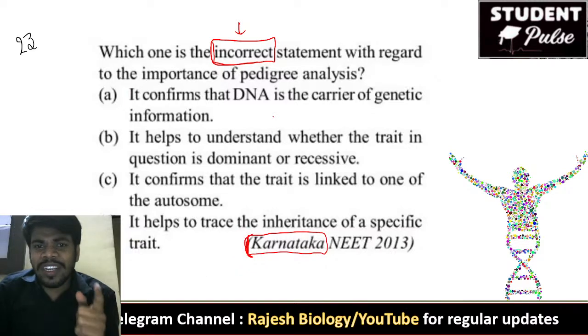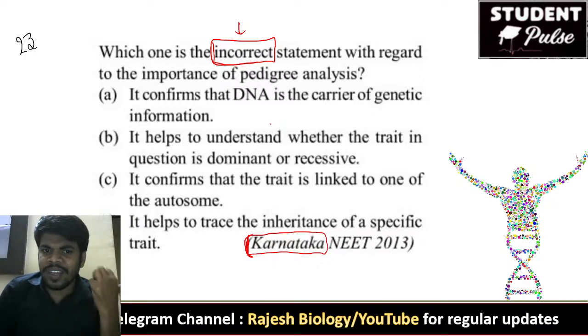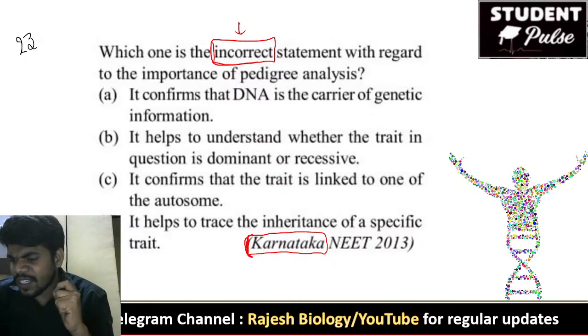It confirms the DNA is the carrier of genetic information. It helps to understand whether the trait in question is dominant or recessive. It confirms that the trait is linked to one of the autosomes. It helps to trace the inheritance of a specific trait. Incorrect.